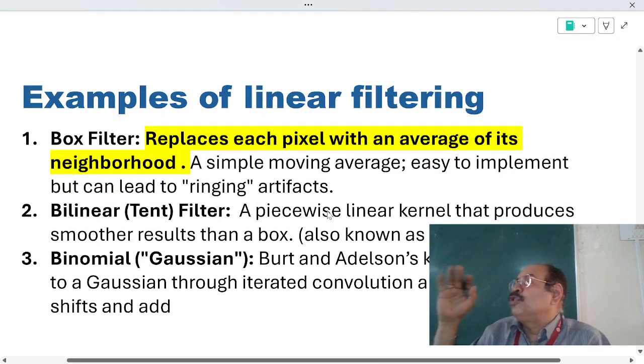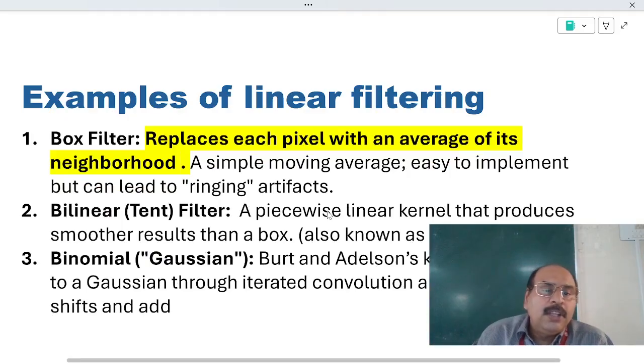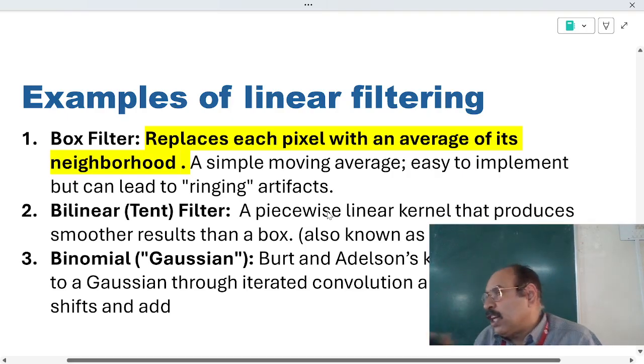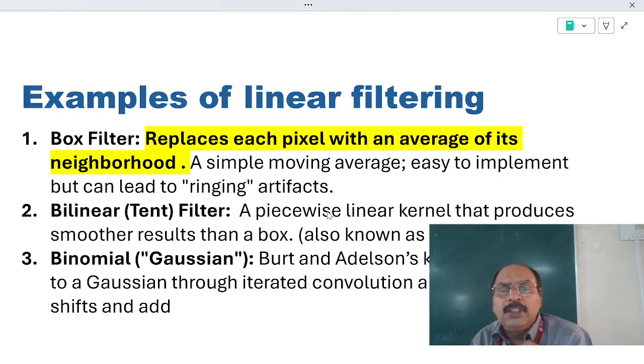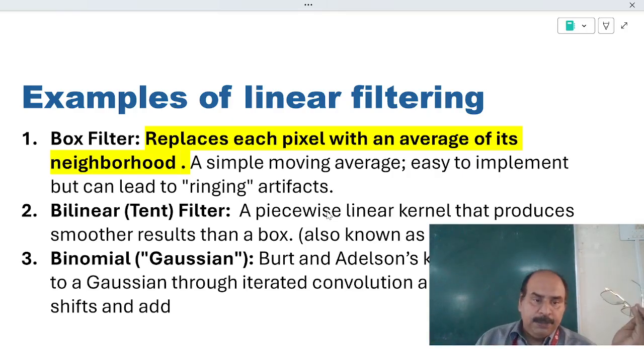So this is the most important point, the crux of today's lecture. Some examples of linear filtering. The first type is a box filter, where each pixel is replaced by the average of the values of its neighborhood. I'll show you the images in the coming slides to make you understand more about what a box filter is.